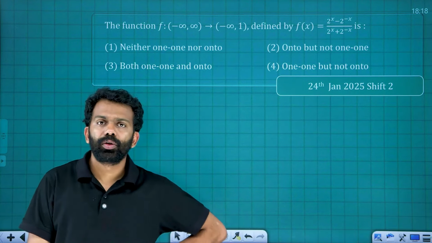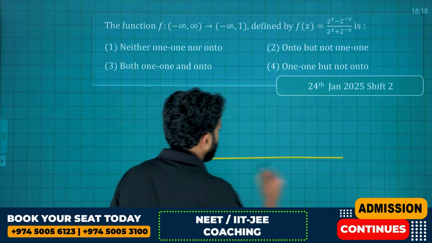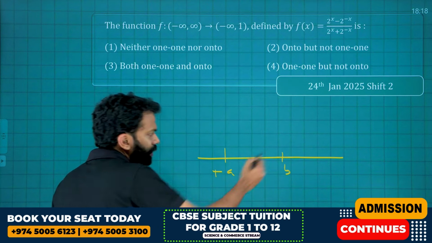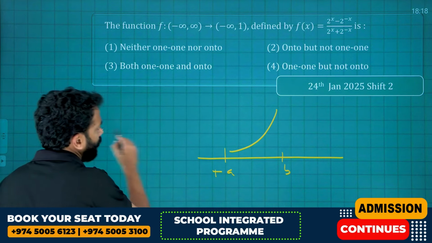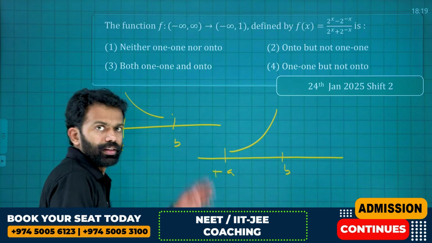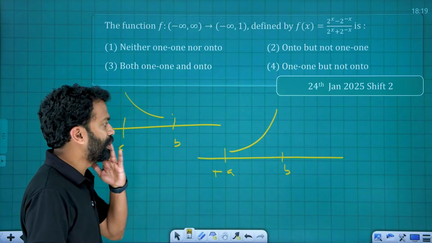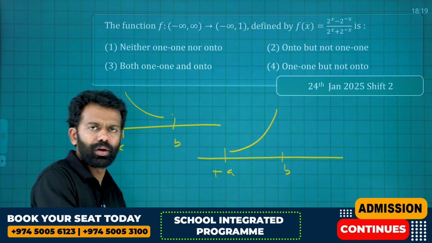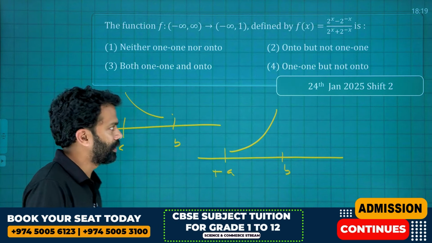But there is another concept also. Let's consider an interval here, that is minus a to b. If in this interval the function is either increasing, or in a particular interval the function is decreasing, then the function is 1, 1 in that interval. If the function is increasing or decreasing in a particular interval, then the function will be 1, 1 in that interval. For onto, we need to go for other checking like that. That I can explain later.